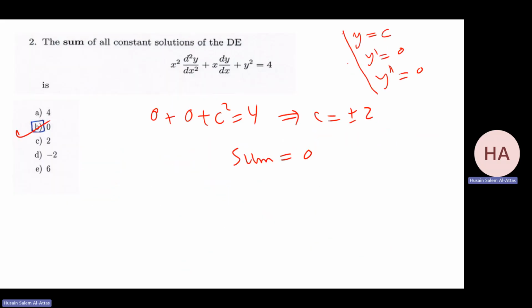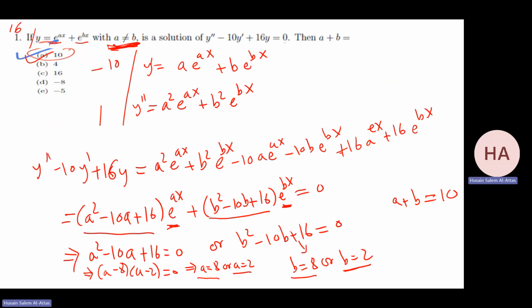By the way, similar to this one, same idea. Here I need both, actually. I don't need just one of them. I need both of them to be 0.